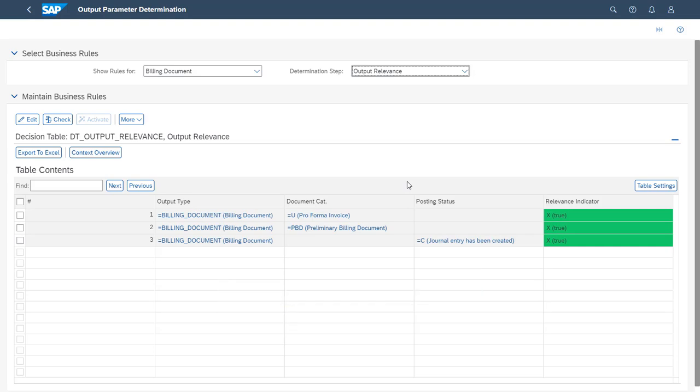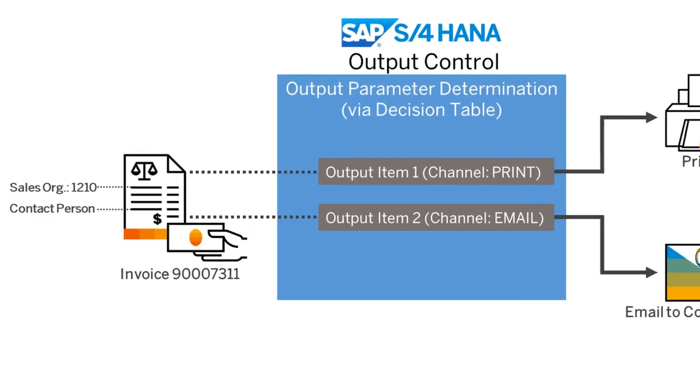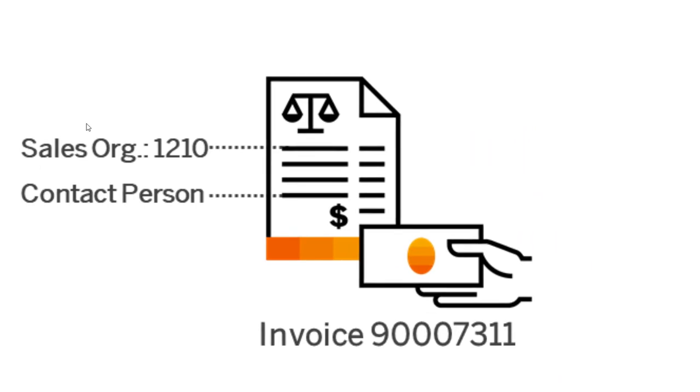As I have now made all the settings that are required for my use case, I want to finish by testing whether everything works as expected. Remember, for all billing documents created for Sales Org 1210, I want the system to create 2 output items, the default item for channel print and the item for channel email that sends an email copy of the invoice to the contact person specified in the billing document. To demonstrate this, I have already prepared an invoice for Sales Org 1210 that contains a contact person.